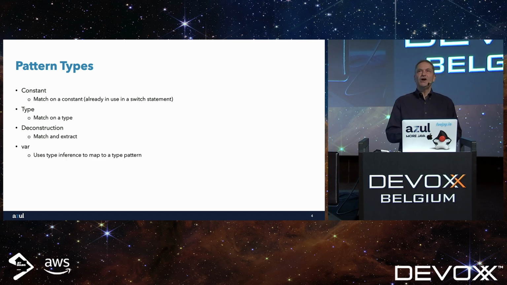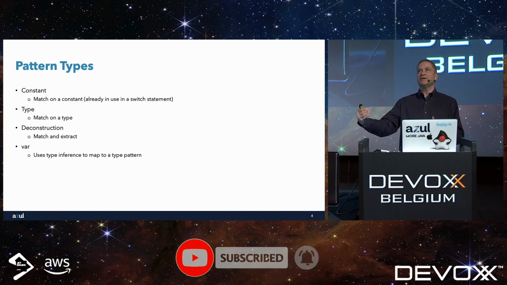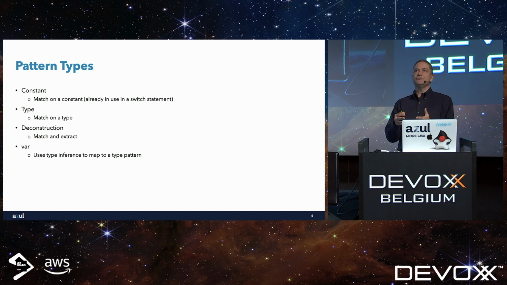We have the var pattern. This also could be referred to as the any pattern in some ways. So what we're doing is we're saying, let's use type inference to get the compiler to match against something and then also map to the specific type that we want without us having to explicitly state what it is. And again, we'll see some good examples of that.